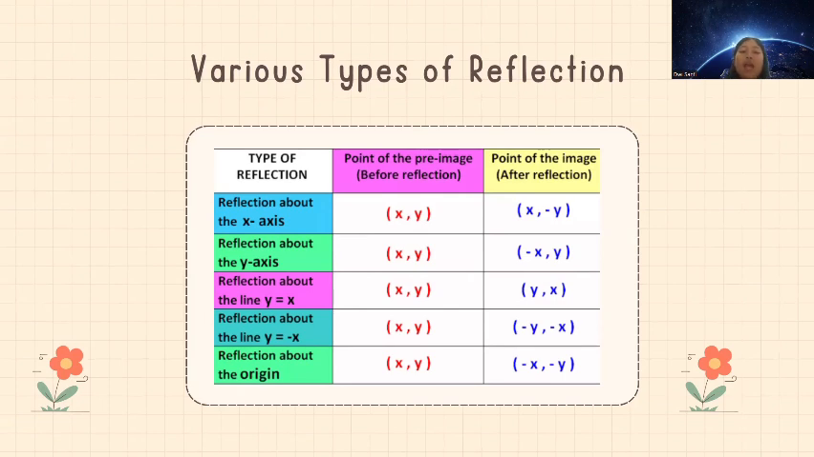Thus, A (x, y) transforms into (-y, -x). And then last, reflection about the origin (0, 0). This is a special case because it reflects the point through the center point (0, 0). The x and y coordinates change their sign, resulting in (-x, -y).